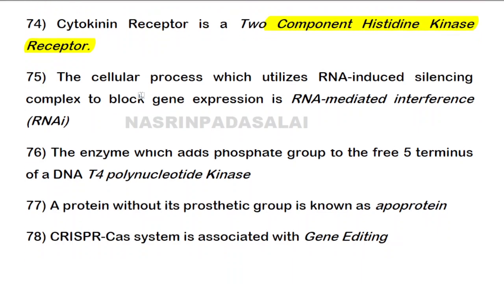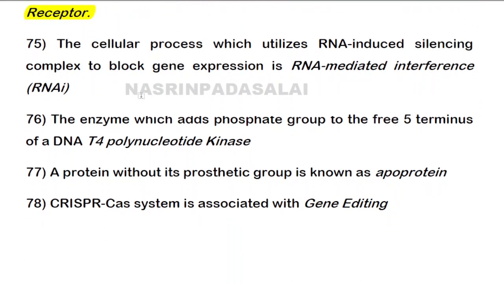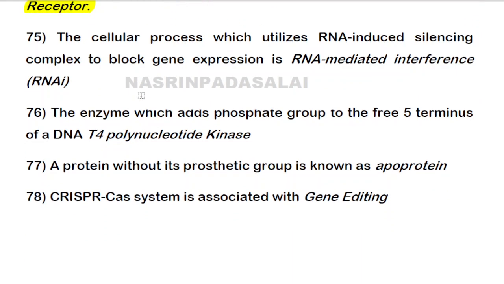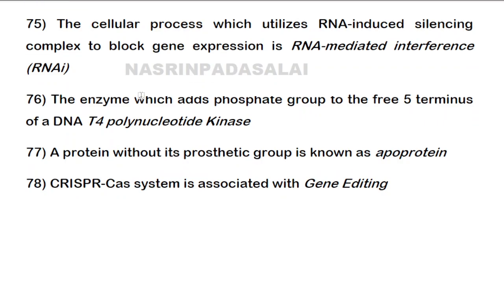75th question: the cellular process which utilizes the RNA-induced silencing complex to block gene expression is called which process? They are asking about this RNA-induced silencing. The correct answer is RNAi. Don't confuse RNAi with CRISPR-Cas. In short form it is called RNAi, and in elaborate form it is called RNA-mediated gene interference.